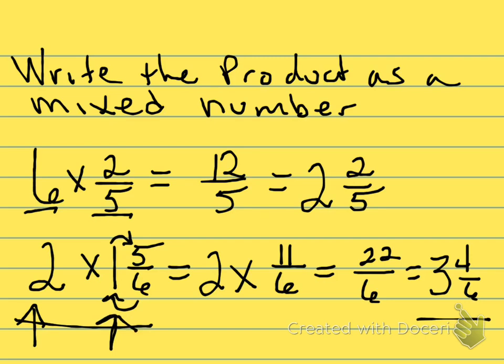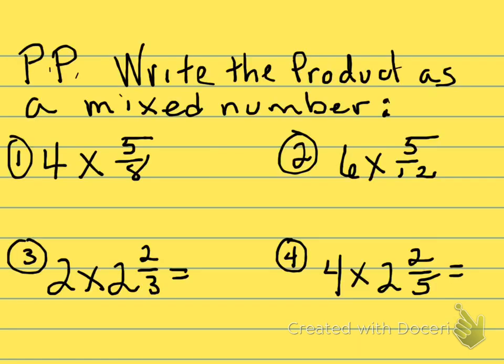All right, I'm going to give you some examples to try for homework. Here are your homework problems. I want you to write the product as a mixed number in the following equations. Number 1 is 4 times the fraction 5/8 equals. Number 2 is 6 times the fraction 5/12 equals. Number 3 is 2 times the mixed number 2 and 2/3 equals. And the fourth one is 4 times the mixed number 2 and 2/5 equals.